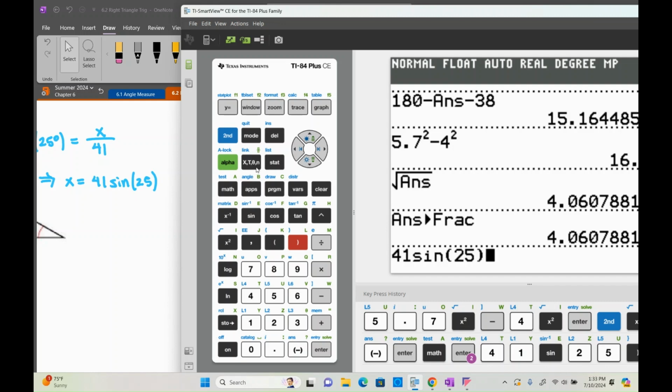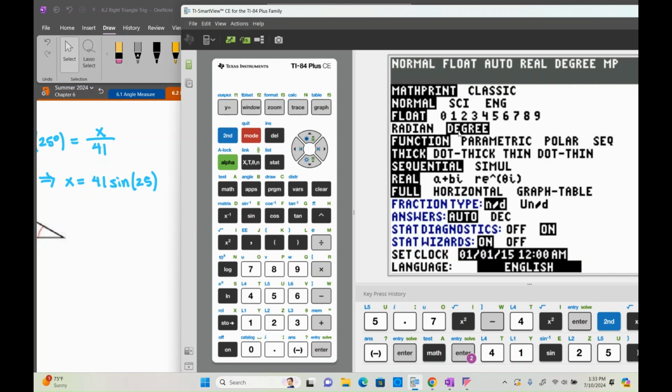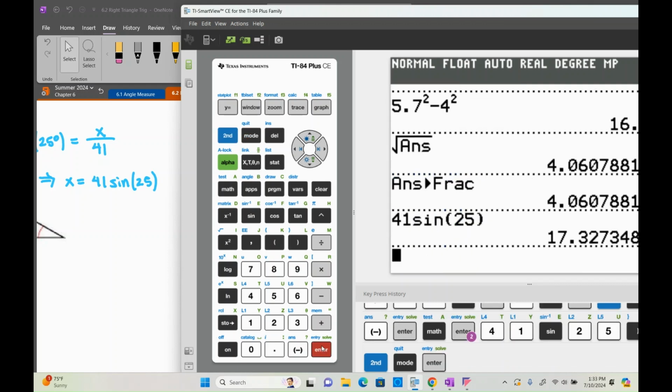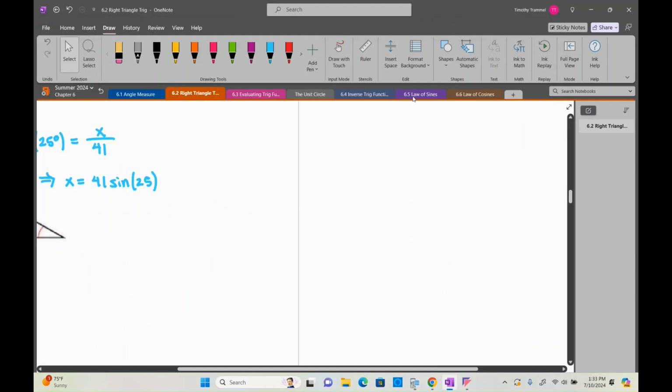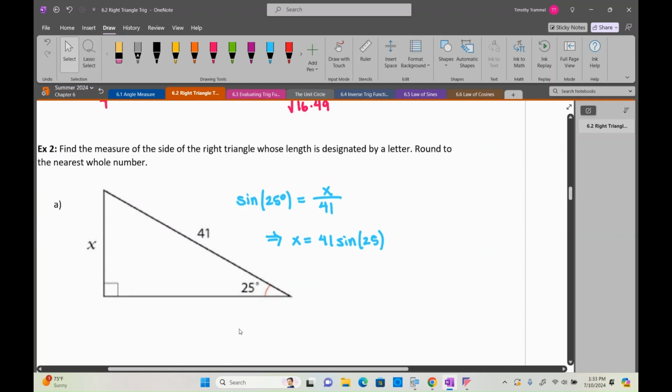Just double check real quick, hit mode, double check you're in degrees. I'm in degrees here, so I don't need to go reselect it. So I'm going to go ahead and just hit enter here. And so I'm getting about 17.3. And we were told actually to round to the nearest whole number. So I'm going to just round this to 17. Right, and that's all we'd have to do there.